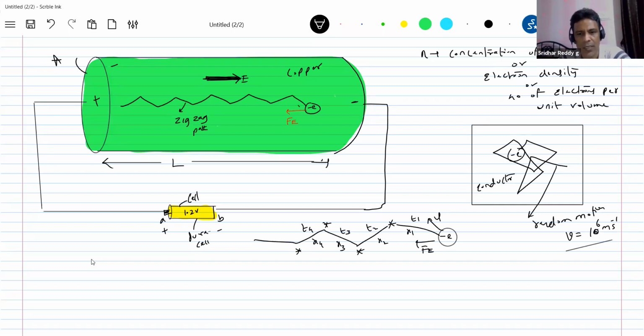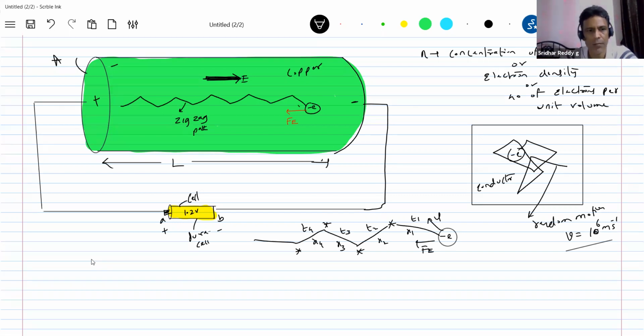Then I'll take the average of this. Average distance moved between two successive collisions is x1 plus x2 plus x3 plus x4 up to xn, divided by n. Similarly, the average time between two successive collisions is t1, t2, t3, t4 up to tn, divided by n. We call this a sort of relaxation time. What do you mean by relaxation? The time taken by the electron to traverse inside the conductor without collision is called the relaxation time.